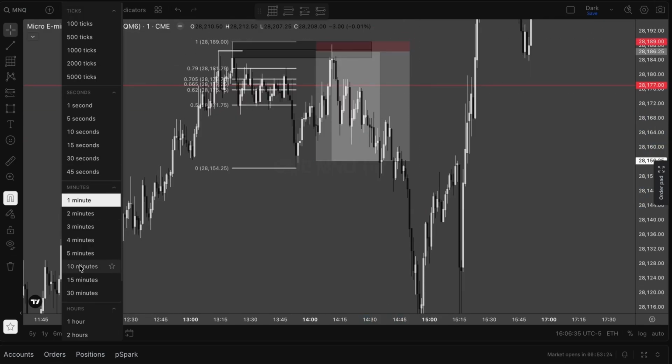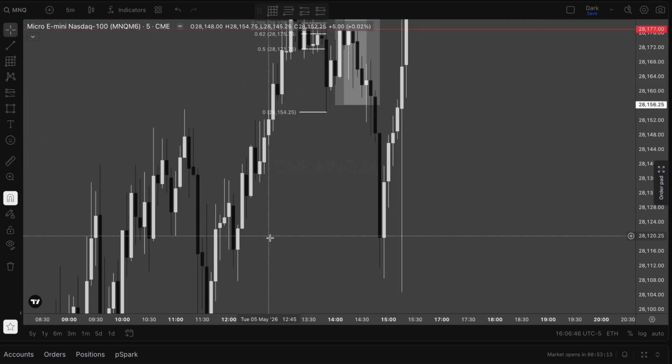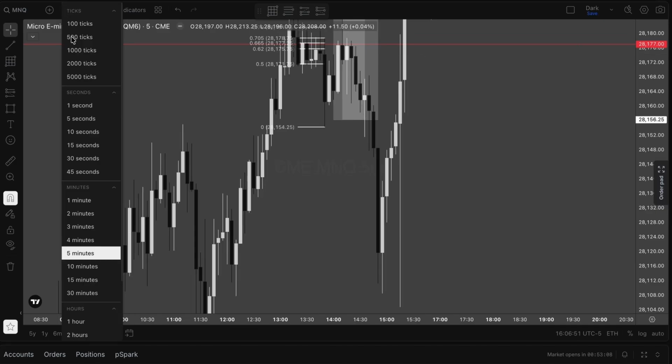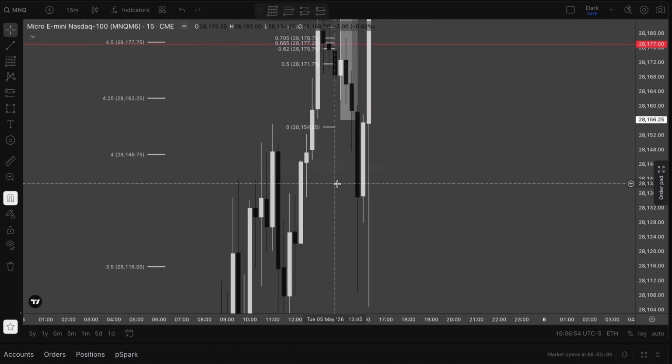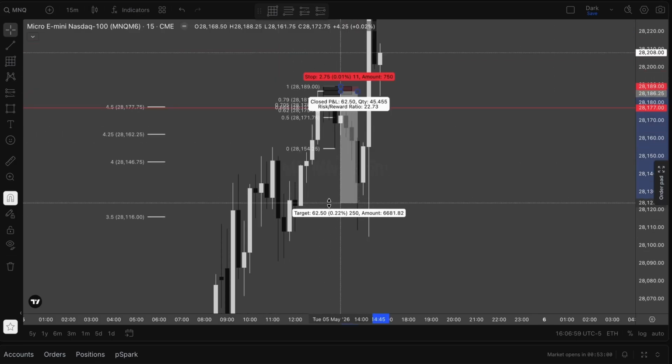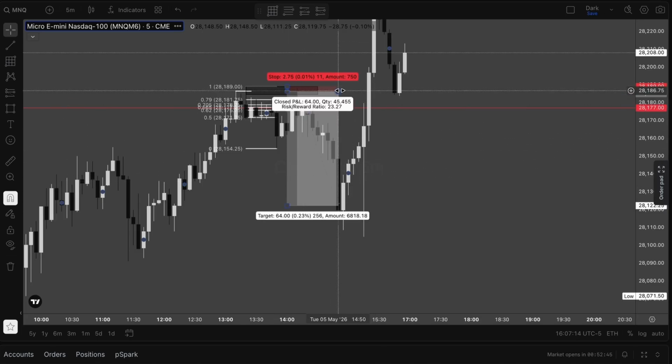But then I went on to the higher time frame. First I went to the 5 minute. All I see right here is we have no wick on the 5 minute. That's the first thing that I see. Then I go to the 15 minute. I'm like, okay, the 15 minute doesn't have a wick. So what can we target? And this played out beautifully.